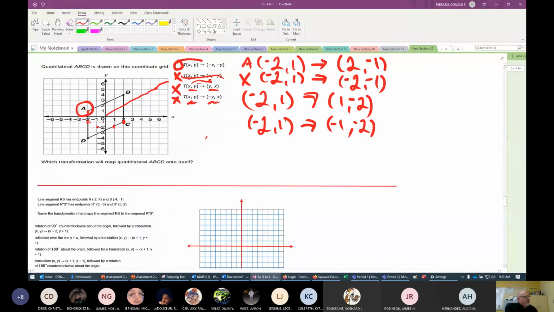So our answer here is the first one, which is the conversion of xy to -x, -y. And the same thing would be true if I did point B, just to test this.